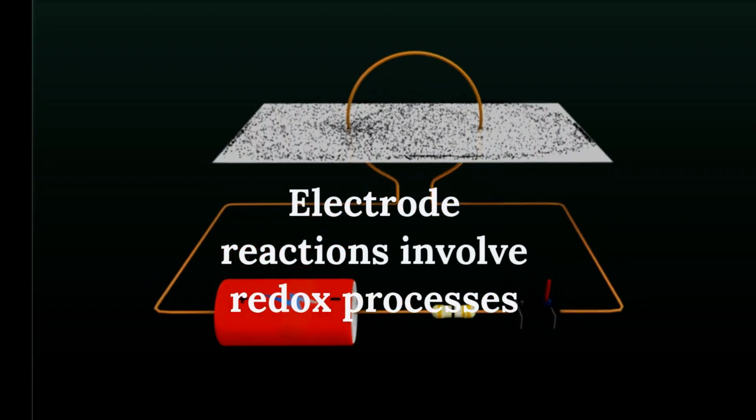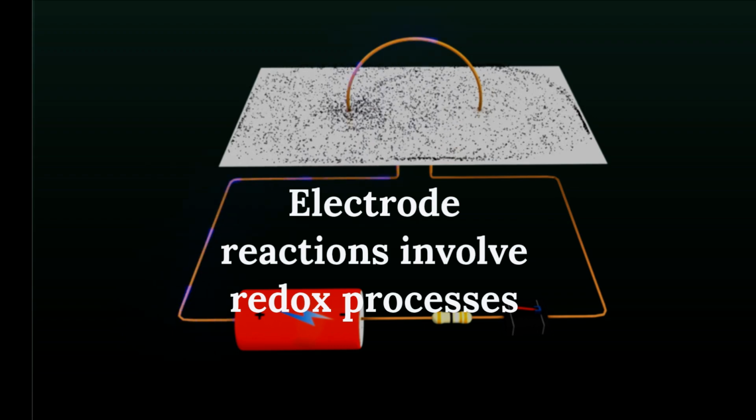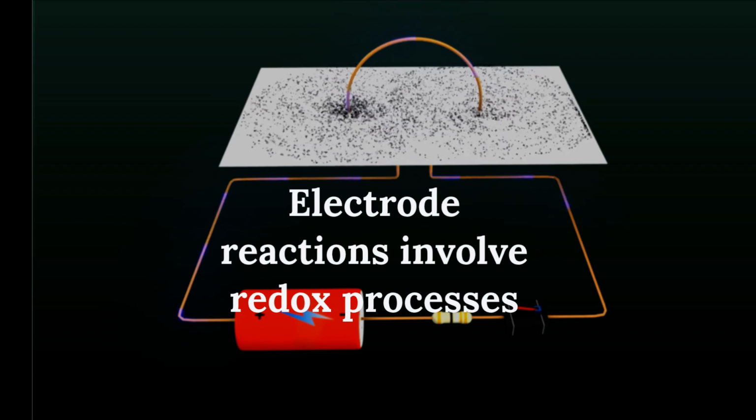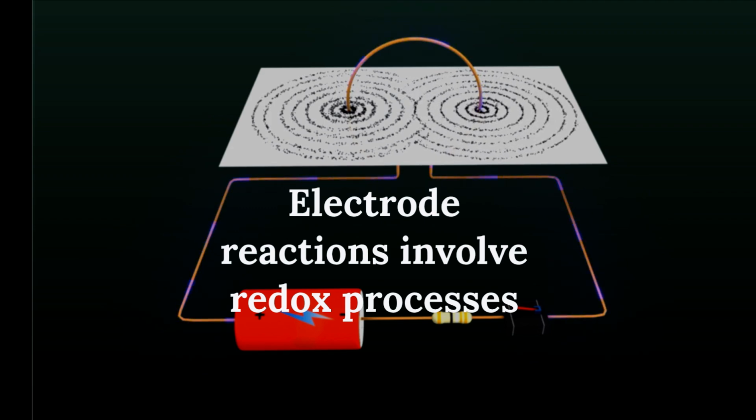Electrode reactions are based on redox processes. Oxidation occurs at the anode, while reduction happens at the cathode. Electrons flow from anode to cathode, generating electricity. Half equations represent individual electrode reactions. Combining them provides the full, balanced redox equation.